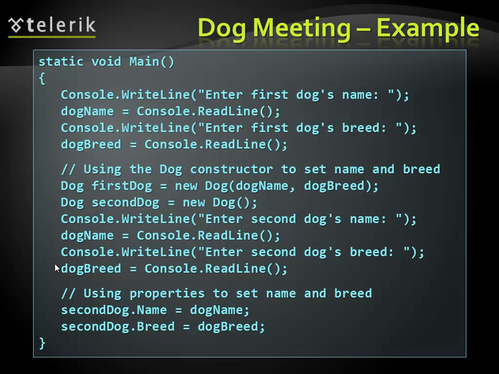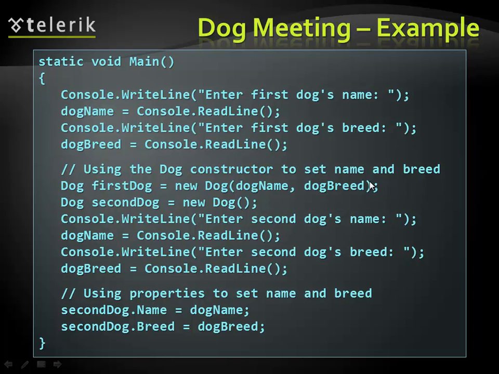Okay, let's see what's going on here. We are reading 2 dog names from the command line through Console.ReadLine. We know how this works. And actually, we're doing it here for 1 dog. We're collecting the name and the breed, and we're putting them in some variables.